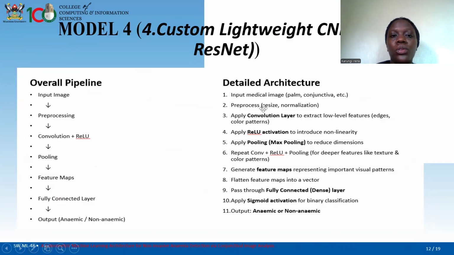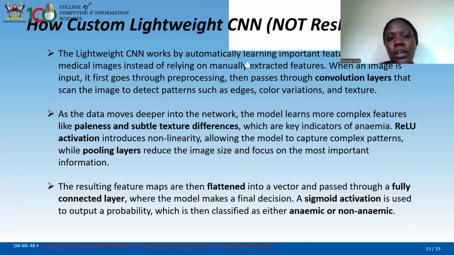Then my fourth model is a custom lightweight CNN, and its overall pipeline: you input the image, pre-process it, then convolution plus ReLU, then pooling, then feature maps, then fully connected layer, then the output. So how does the custom lightweight CNN work?